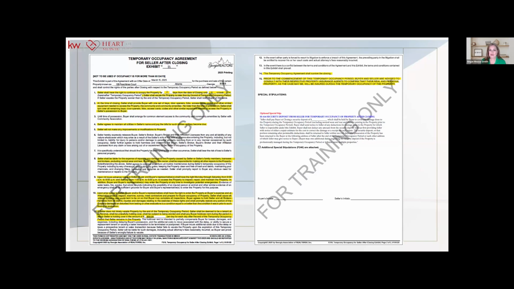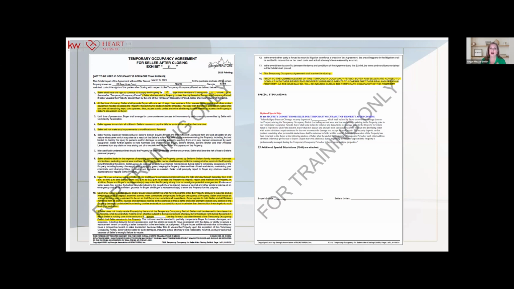So number 2 on this exhibit says that the parties to this agreement, which survives closing, by the way, are the buyer and the seller. The agents aren't a party to it. It's between the buyer and the seller, and they need to exchange each other's contact information.